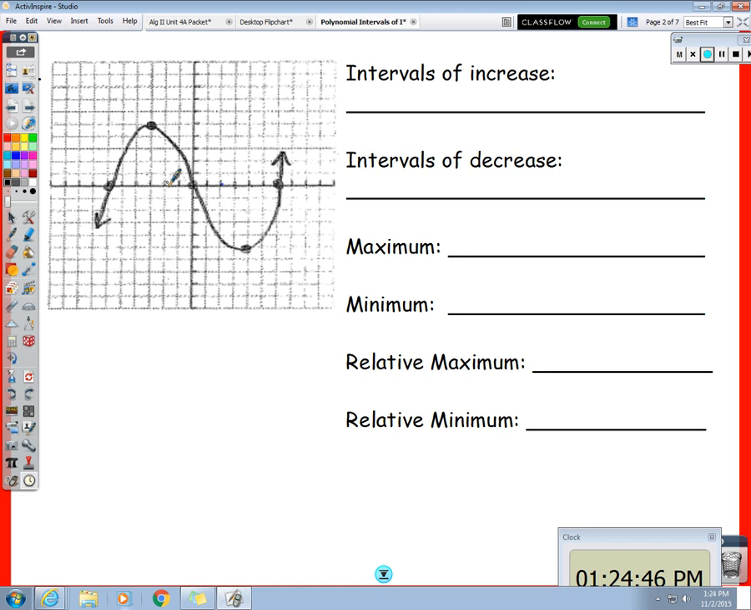Okay, the first thing that we need to discuss, though, is that when we're doing intervals of increase and decrease, we're only concerned with the x values. Okay, so write that down. We are only concerned with the x values when we're looking at intervals of increase and decrease. So that means we're reading the graph from left to right. Because if we only care about x values, the x-axis is the horizontal one, so we're only looking from left to right. Now, when we write intervals of increase and decrease, we're going to write them in parentheses.